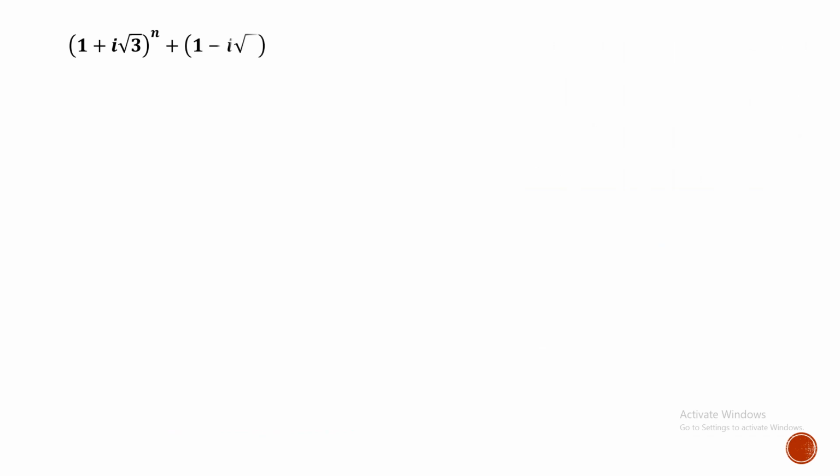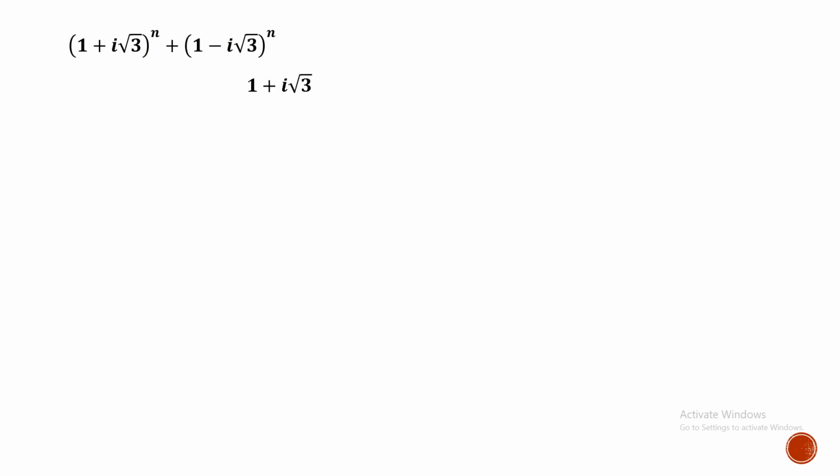That is (1 plus i root 3) the whole power n plus (1 minus i root 3) the whole power n. We are going to simplify this problem. First, as I told you, let us take this complex number, that is 1 plus i root 3. After completing this, let us go to the next complex number. First, let us take 1 plus i root 3 and try to convert it into polar form. This is our complex number now, 1 plus i root 3.